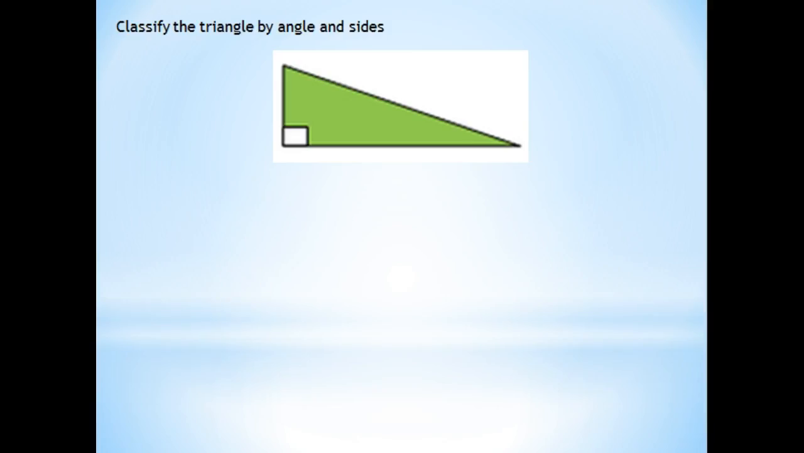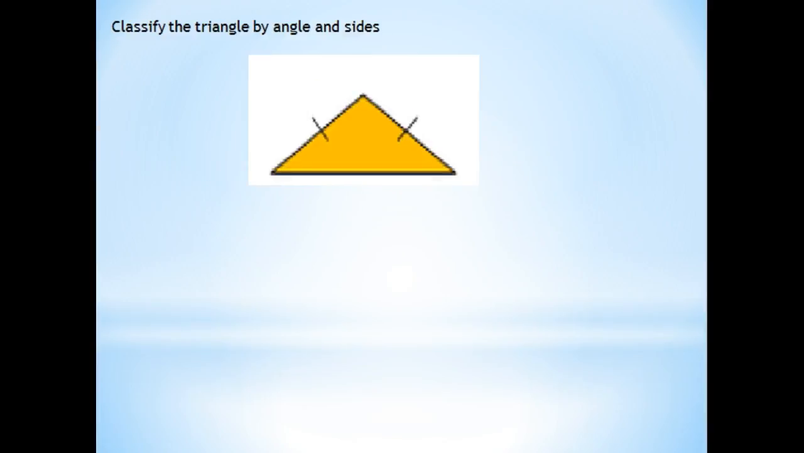Now, looking at this, how could we classify this triangle? Good. Well, first of all, we know it is a right triangle. Okay, so we know that because of this. Now, it doesn't say it, and we got to be careful of that, but really, this side and this side and this side are all different. And since they are all different, that makes it by sides a scalene triangle. Good.